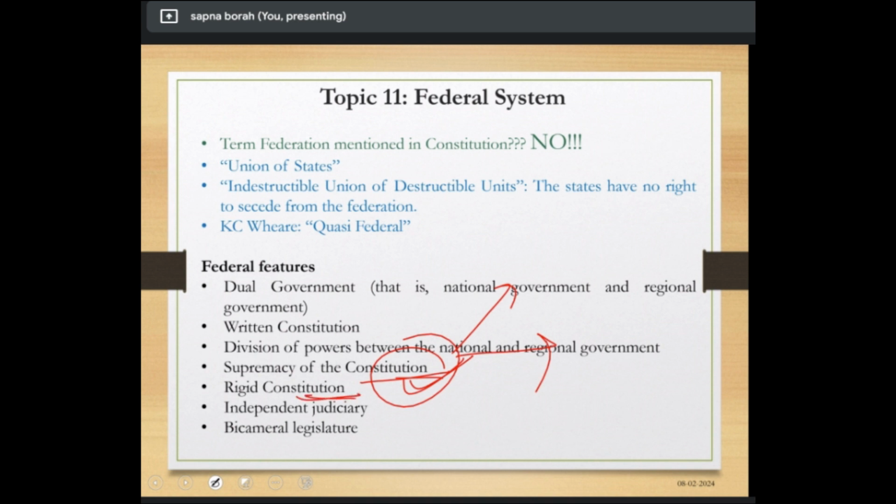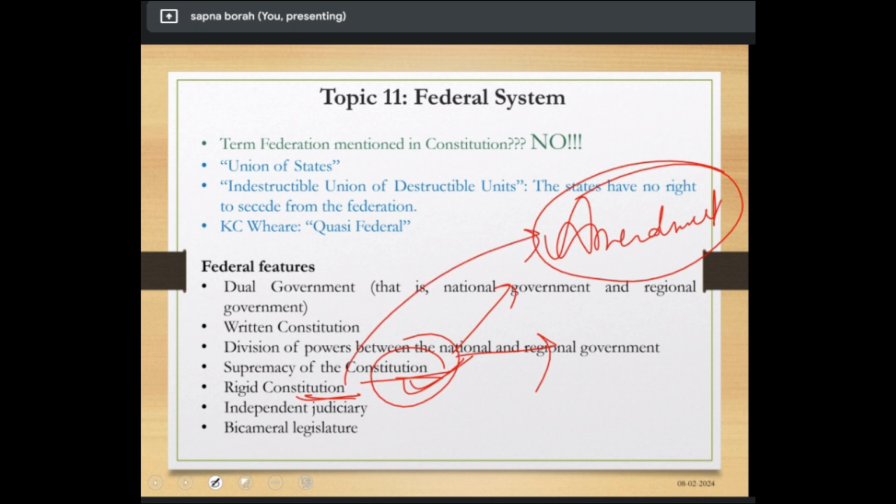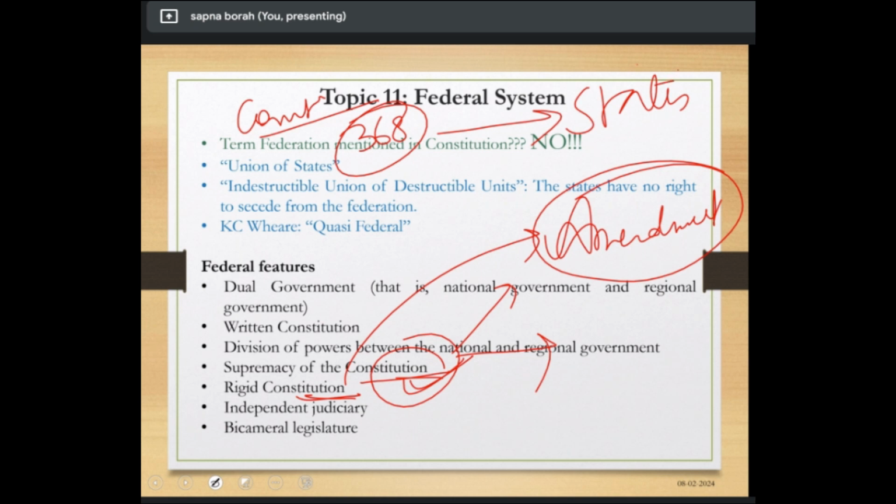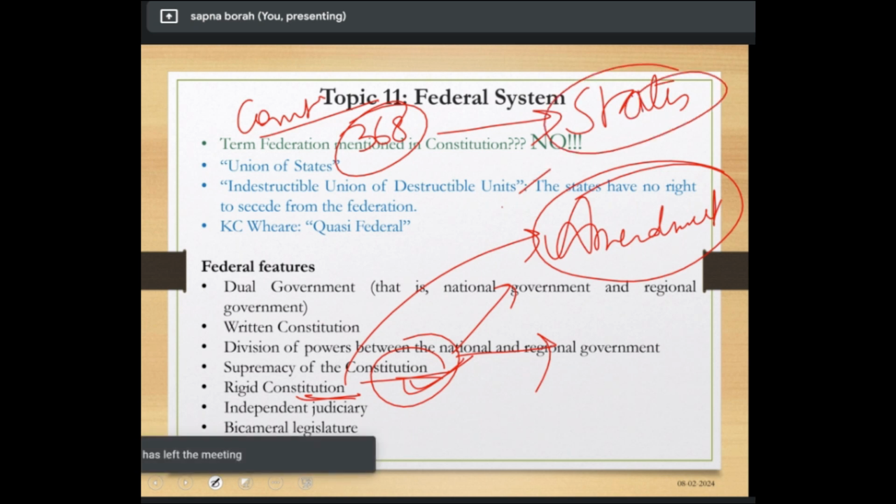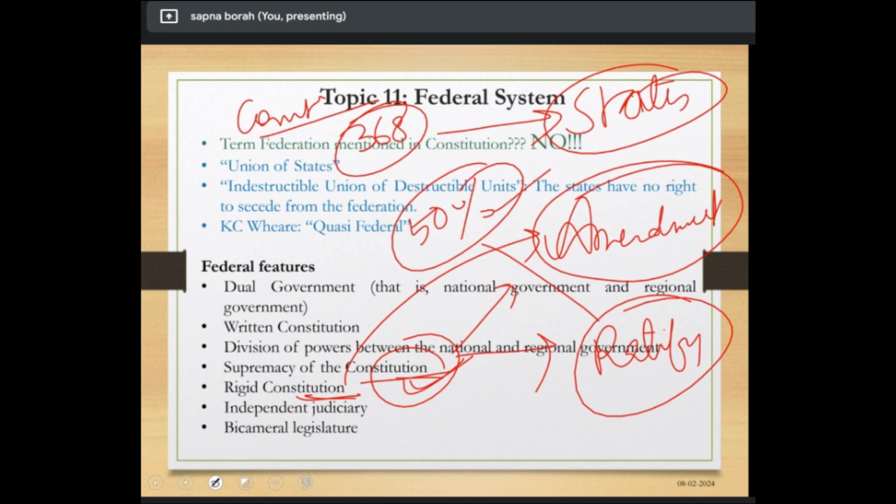Okay, rigid constitution. I hope you remember this amendment. In case of amendment, how is the rigid constitution a federal feature? You will see there is an amendment. If you remember, the constitution is amended under Article 368, right? When we have to amend something on a topic or subject in which the states are involved, or the state subjects are involved, then 50% of the states have to ratify. I hope you remember these keywords. When such a scenario arises, the states have to ratify. Unless the states ratify it, the constitutional amendment will not be valid. So this was a part of the rigid constitution.